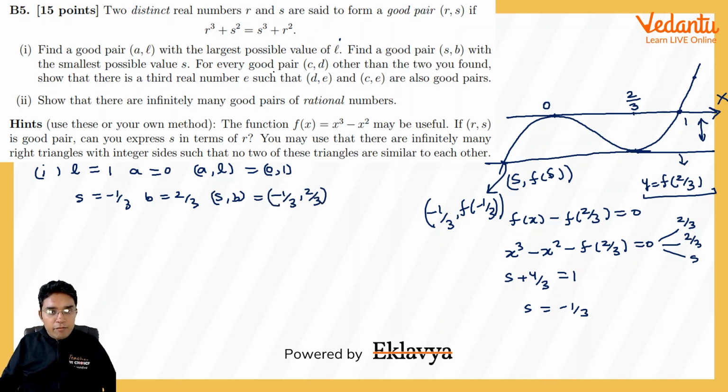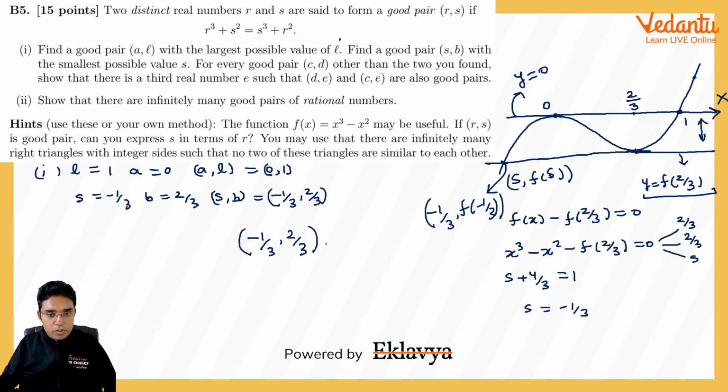Now they are saying for every good pair (c, d) other than the two we have found, show that there is a third real number e such that (d, e) and (c, e) are also good pairs. Please understand, as I told you, any good pair can happen between these two lines only. This is the y equal to 0 line, and this is the y equal to f(2/3) line. If we leave these two pairs aside, (0, 1) and (minus 1/3, 2/3), then whatever points we get will be lying strictly within the range minus 1/3, 2/3.